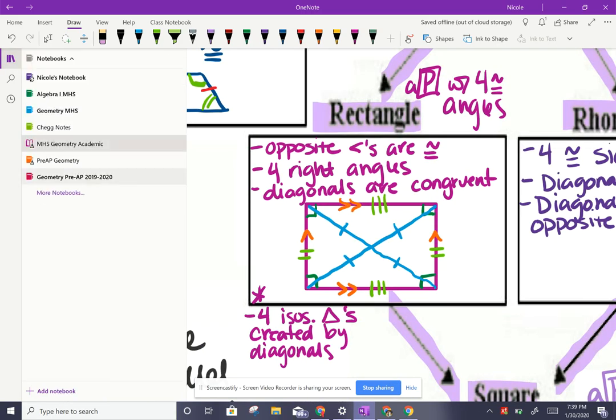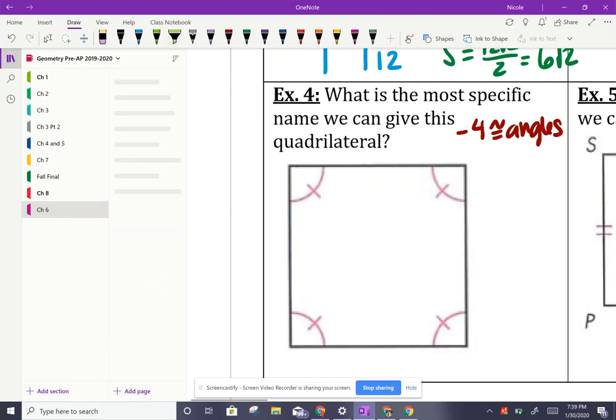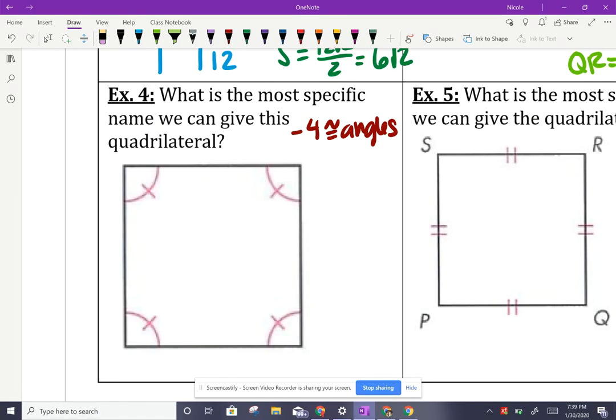So let's take a look. There we go. So I don't see any sides marked. I don't have any other information given to me. So the only thing I can say is that this is a rectangle. I have no information to prove that it's a square or anything else. So the most specific name I can give it is rectangle.